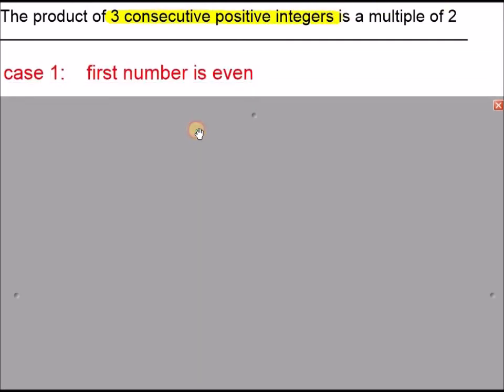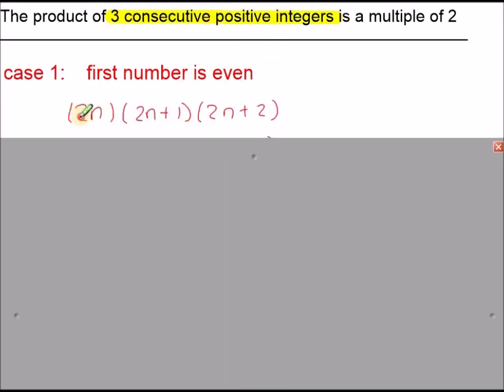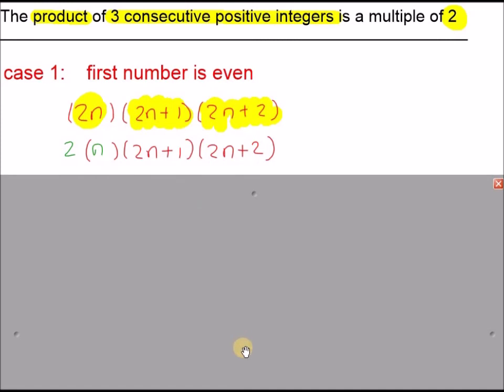We have to prove the product of 3 consecutive positive integers is a multiple of 2. So if the first of these 3 integers is even, so if we start off with 2n, the next one will be this plus 1, that's the next integer, and add 1 for the next one, we've got these. It says product, so I'm multiplying these 3 together, and now I have to show that we have a multiple of 2. So I've taken out 2 from this bracket and I've put it on the outside, so what we've got is 2 times all of this. So that's a multiple of 2.